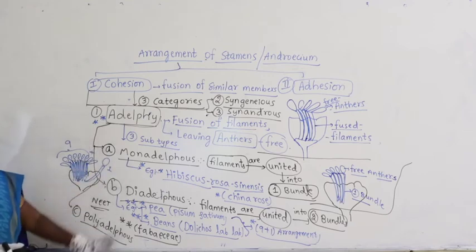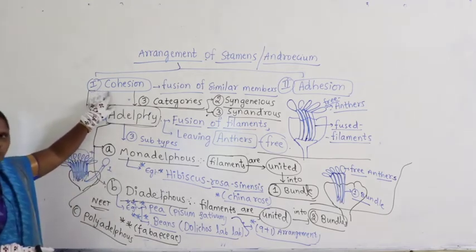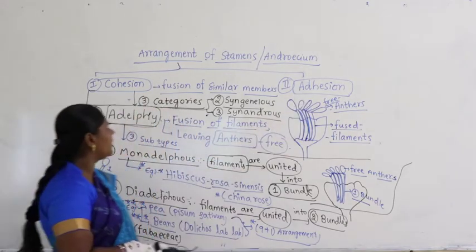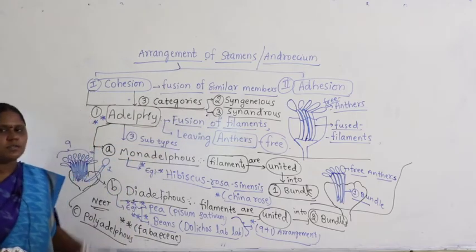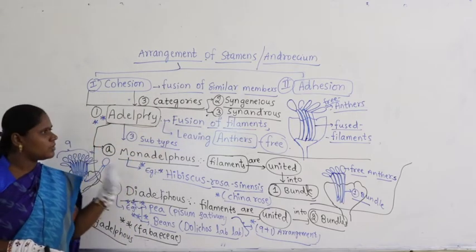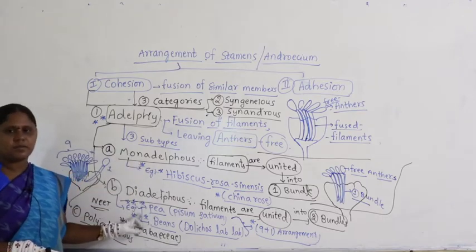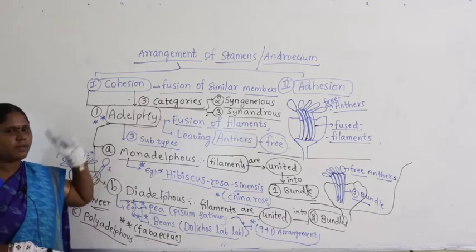Guys, this part is very important. I will repeat again. In arrangement of stamens, we are in the discussion about cohesion. Later, we will go for discussion of adhesion. That part will come later. Cohesion is nothing but fusion of similar members. Just quickly revise in your mind, try to concentrate. Examples are very easy to remember. Concept is also very important and easy. So, guys, try to concentrate and revise in your mind.